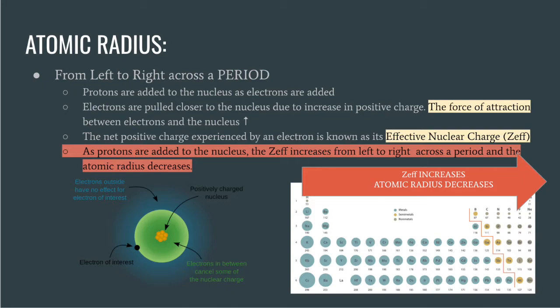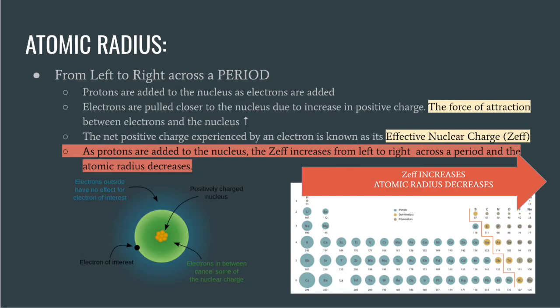This leads us to our next term, and this goes hand in hand with force of attraction. We can define the net positive charge experienced by an electron as its effective nuclear charge, and this is abbreviated by ZEFF. So if I were to increase the number of protons inside of the nucleus, that electron is going to experience more net positive charge. So as we are increasing the force of attraction going from left to right, we're also going to increase that positive charge experienced by the electron. So as your force of attraction increases, your ZEFF is going to increase.